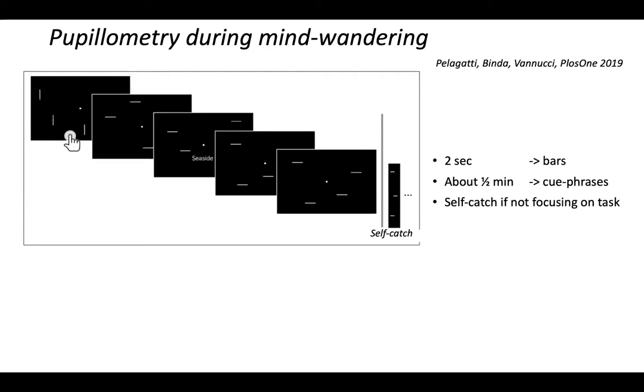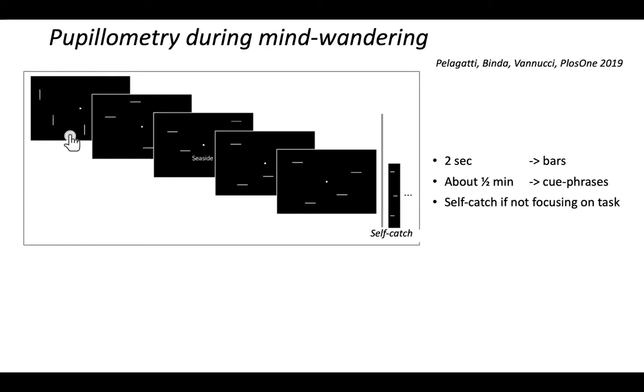Participants, very surprisingly to me, were honestly stopping themselves to report that they were not doing the task well. They were not focusing on the vigilance task. And at which point, when they stopped themselves, they were questioned by the experimenter with the same questions that we asked in the first study.